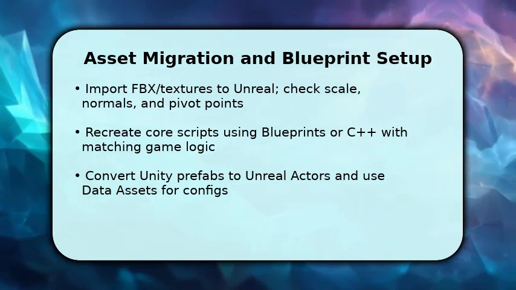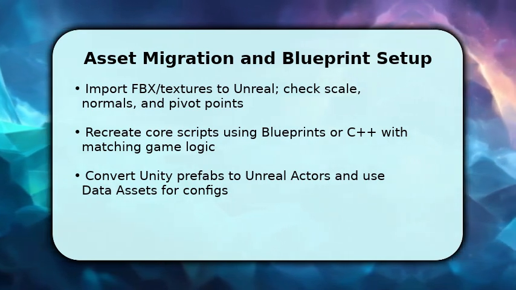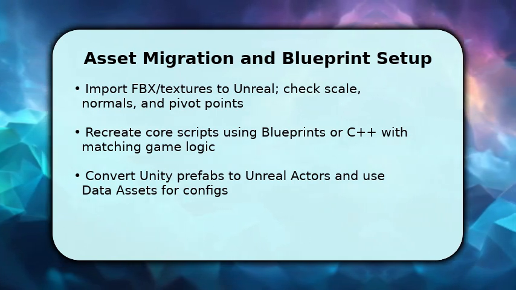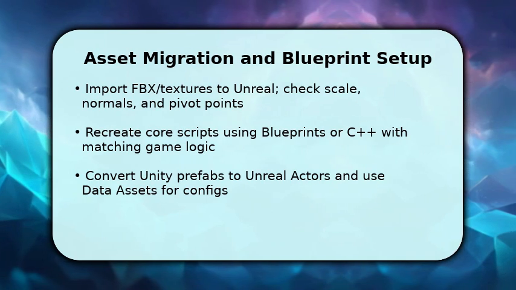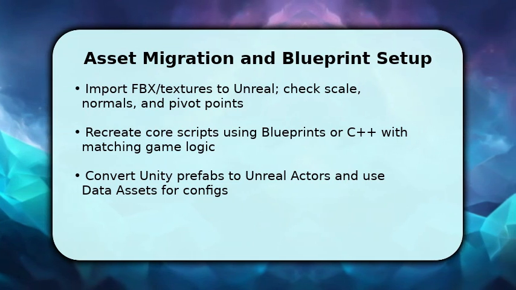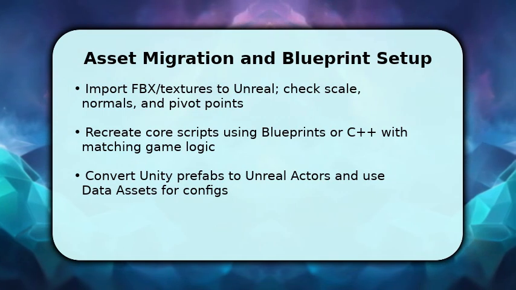Once assets are stable, rebuild gameplay logic using blueprints for rapid iteration or C++ for performance-critical systems. Convert Unity prefabs into actor blueprints and centralize parameters in data assets so tuning is easy. As you work, test small scenes frequently to catch physics or input differences early and keep changes incremental.